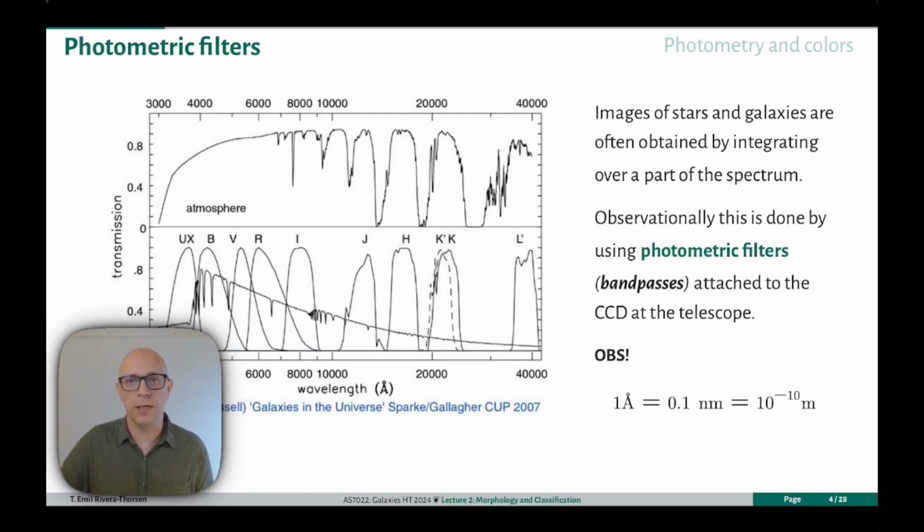And as you can see in the upper panel, exactly where these filters are centered and how wide they are is not random. What you see on the upper panel is the transparency curve, or you can say the light transmission curve of Earth's atmosphere. And if we start out in the ultraviolet, Earth's atmosphere is completely opaque. It blocks all ultraviolet radiation, or almost all ultraviolet radiation.